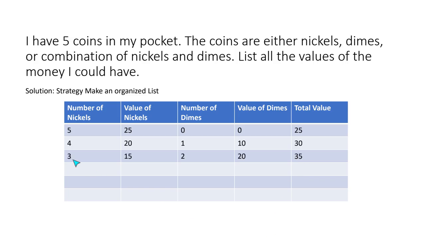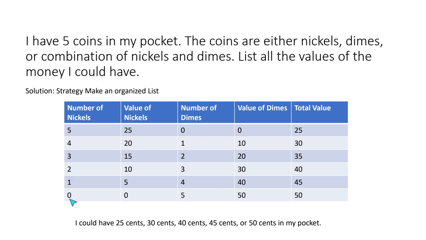Or what if I had 3? So 3 nickels would give me 15 cents. If I have 3 nickels, I have to have 2 dimes. So then I would end up with 20. So I get 35. Then we have 2. So 2 nickels gives me 10. But if I have 2 nickels, that means that I have 3 dimes. So the value of that is 30. 30 plus 10 would be 40. And I could have 1 nickel, 4 dimes. So the value would be 50. And then the last option would be 0 nickels, 5 dimes. So we would have 50 cents.